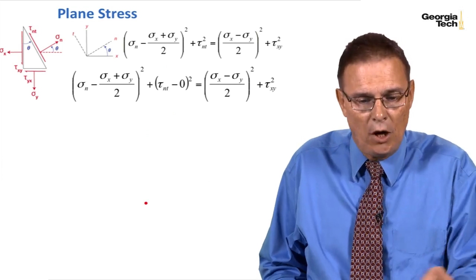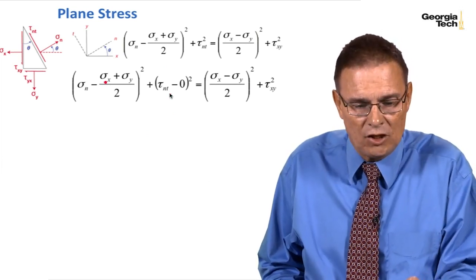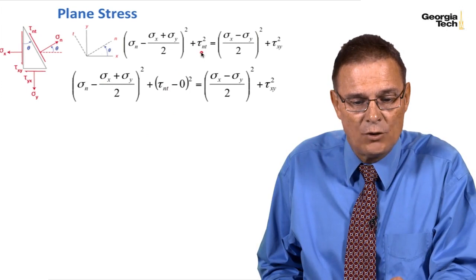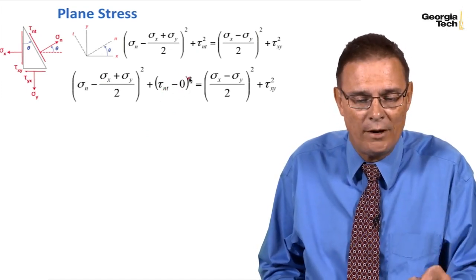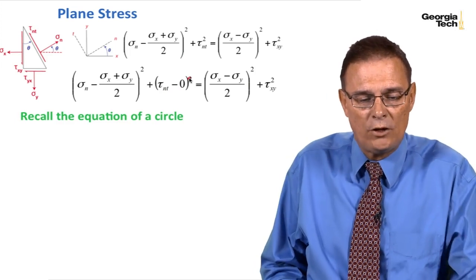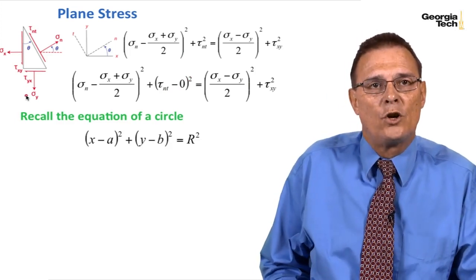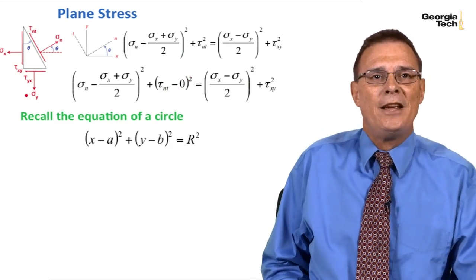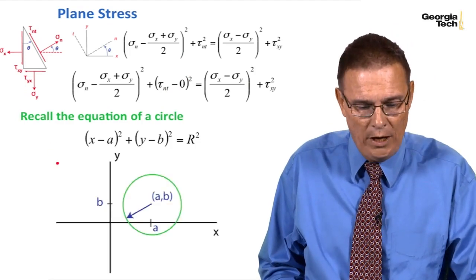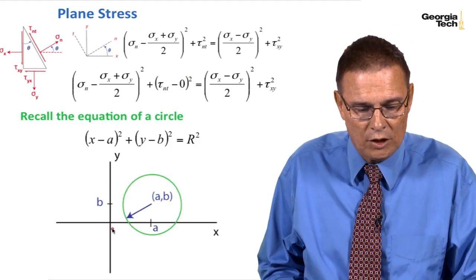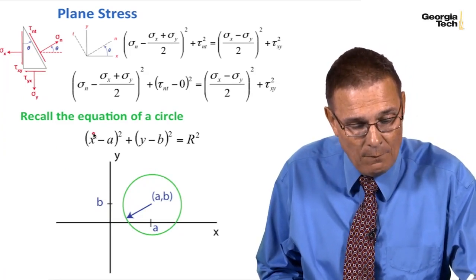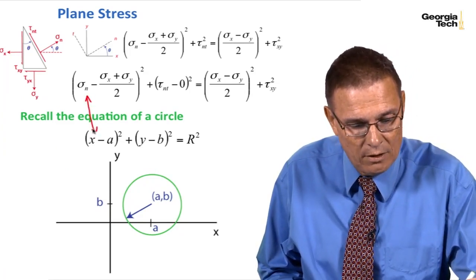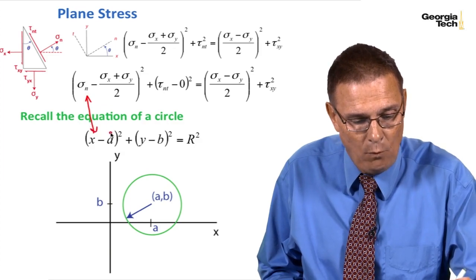So here's our result again. I'm going to rewrite it slightly, and instead of saying tau sub nt squared, I'm going to put in tau sub nt minus 0, squared. The reason I do that is I want to recall the equation of a circle, which you should remember from your days of geometry. Here's the equation. Here's what the circle looks like. And so I can see now that these equations are the same form.